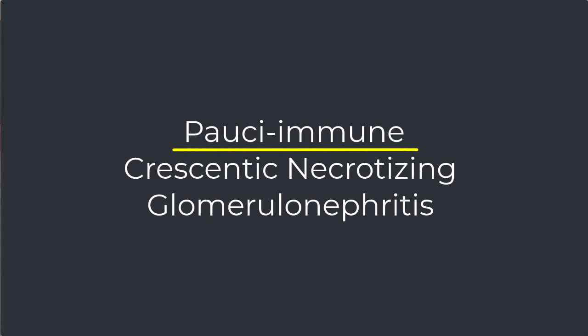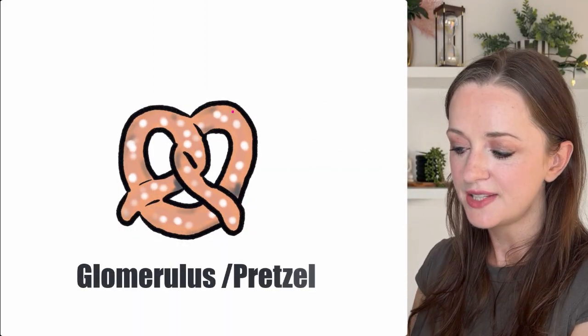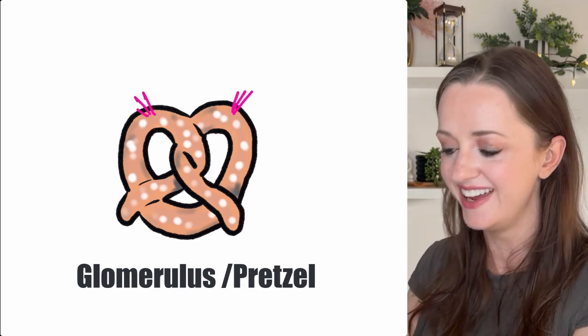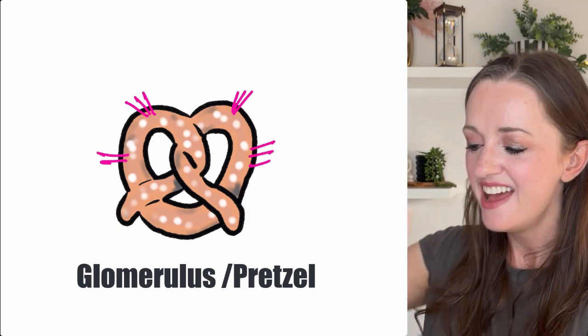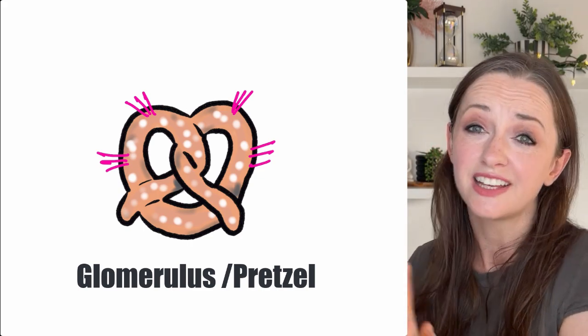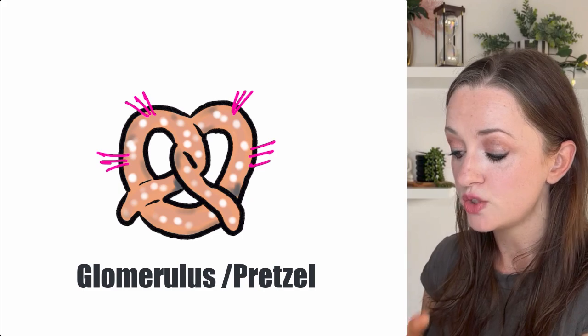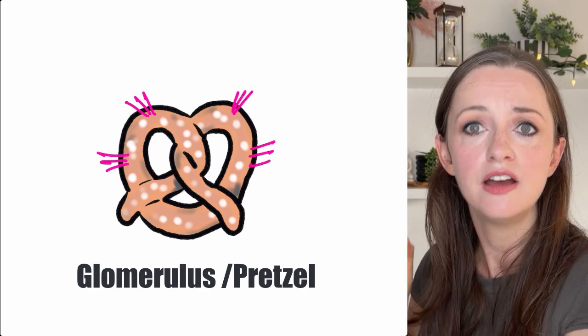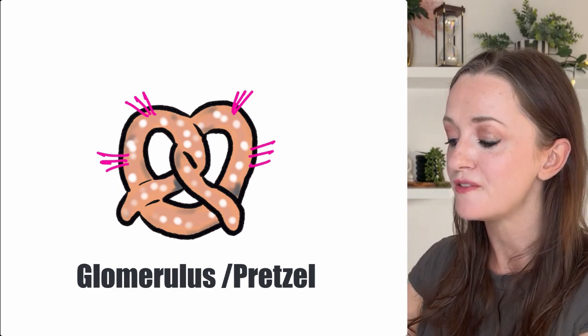Now the key thing here is the pauci-immune bit. So I'm going to explain to you what this means. So for those of you who've met me before, you'll know that I love to talk about the glomerulus like a pretzel. So we're going to take this pretzel and I'm going to show you what this looks like in ANCA vasculitis. When you have ANCA vasculitis, this explodes, right? There's like a pretzel explosion and there's all these little holes because there's damage, there's vasculitis to that blood vessel. And remember, like a glomerulus is just a specialized little blood vessel, right? So now this glomerulus has holes in it from the ANCA vasculitis, very destructive.